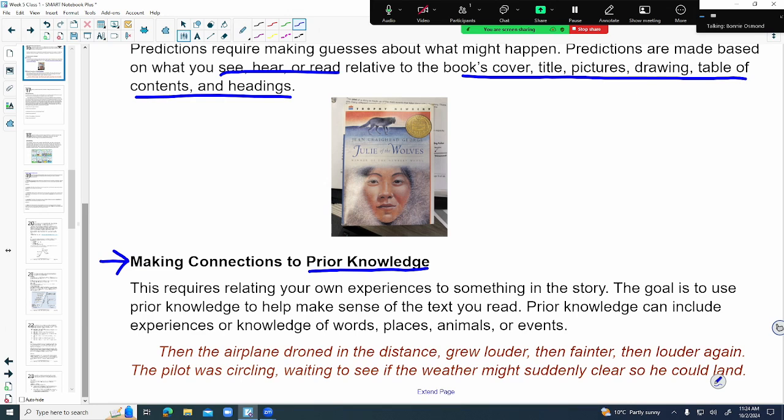So here's a quote from the book. "Then the airplane droned in the distance, grew louder, then fainter, then louder again." Okay, so most of us who live in the north have experienced that. So you're at the airport, for example, or you're out in the bush and you hear a plane coming. Okay, you can hear it in the distance and it gets louder and louder and louder. Then maybe it turns, moves away from you, and it gets fainter and fainter and fainter. And then it gets louder again. So then you go, oh, that plane is circling. I wonder why it's circling. Is it looking for somewhere to land? So you think about all these things.